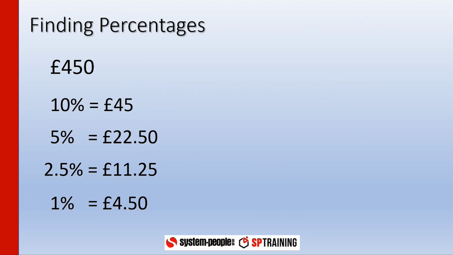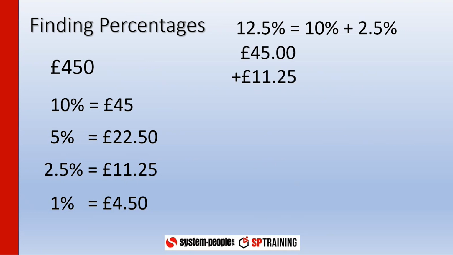And then we can find 1% by dividing our 10% by 10. We could also divide the 450 by 100, and we will get £4.50 in this case. Then if we want to find 12.5% of 450, we would simply add our values of 10% and 2.5% together. So in this case, we've got £45 and £11.25, and we'll find that that comes to £56.25.